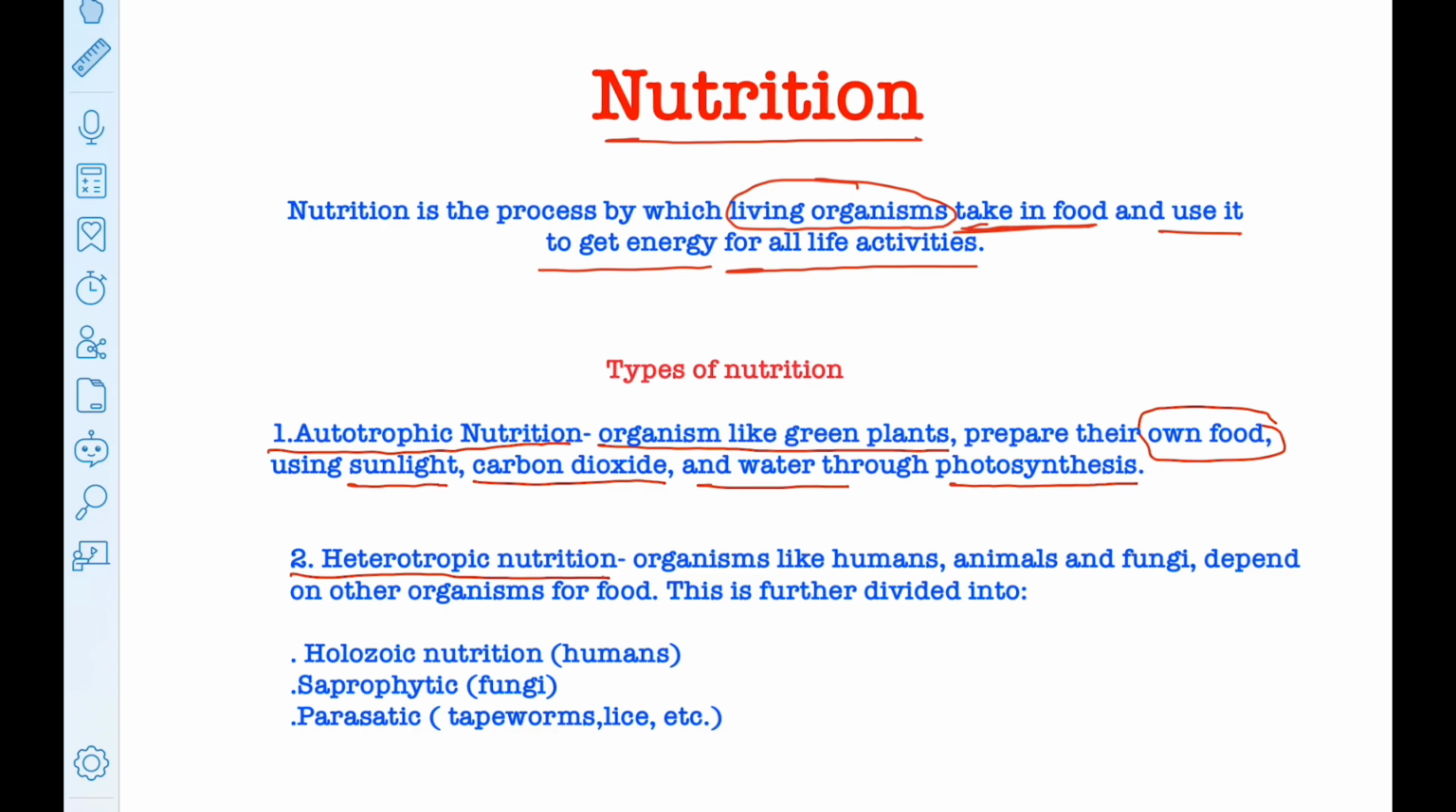And heterotrophic nutrition occurs in organisms like humans, animals and fungi that depend totally on other organisms for food. Like we totally depend on autotrophs or green plants. Heterotrophic nutrition is further divided into 3 parts: holozoic nutrition, saprophytic nutrition and parasitic nutrition. In humans, holozoic nutrition is present. In fungi, saprophytic nutrition is present, and in tapeworms and lice, parasitic nutrition is present. We are going to discuss them in detail in our next video.